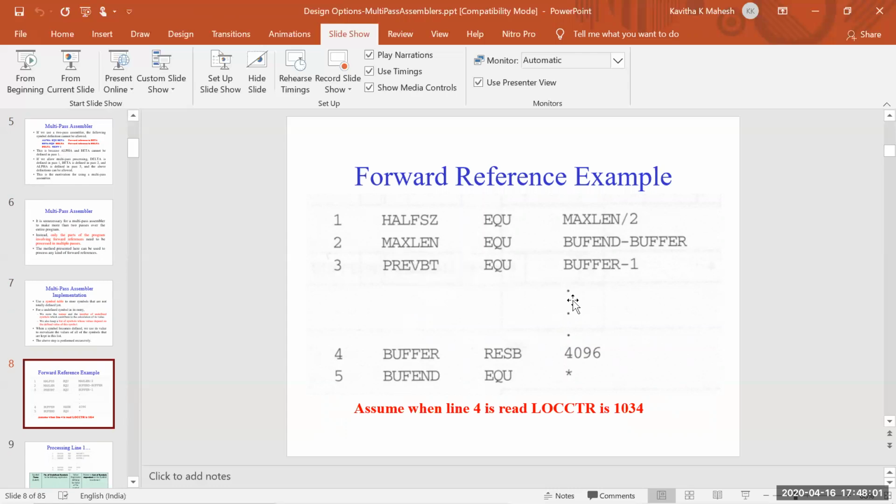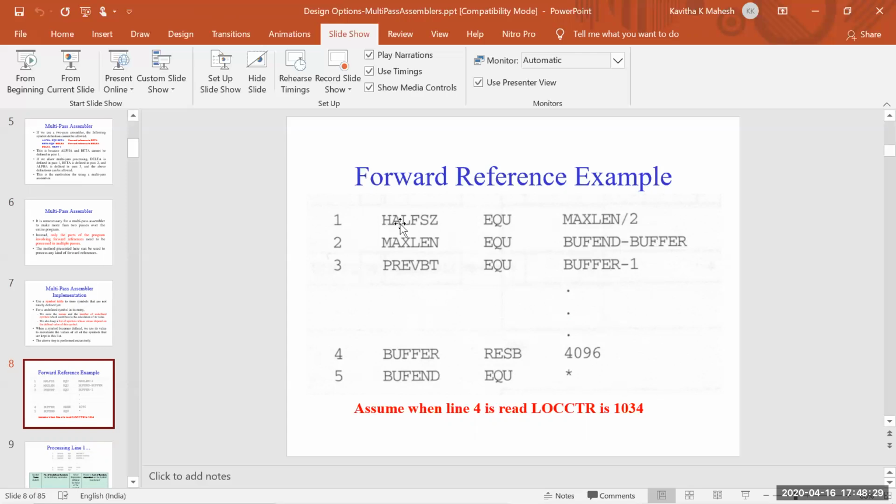After the 3 statements, there are dotted dots indicating that there are a few instructions in between, which we are not taking into consideration here because they are not of much interest as far as multi-pass processing is concerned. Okay, so we will be seeing how a multi-pass assembler works by considering this set of 5 instructions.